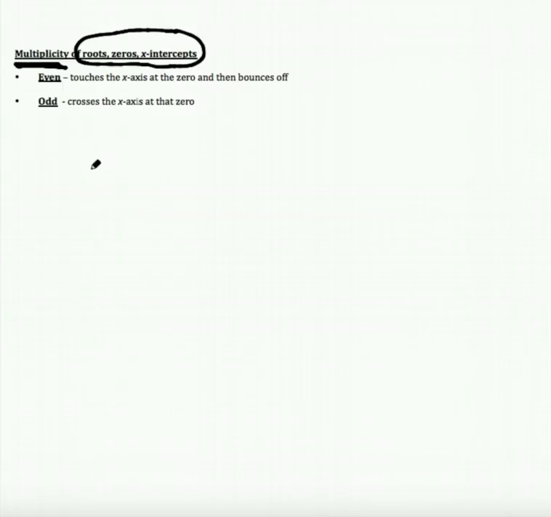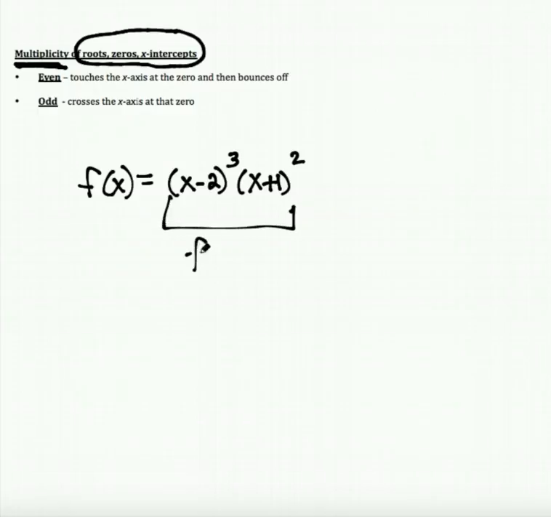All right, let me give you an example. Let's say you have f of x equals x minus 2 to the third times x plus 1 squared. This can be multiplied out. I can distribute and FOIL this out, and I would get the function in standard form. This is what is called factored form, that I was talking about earlier. When it's in this form, what I can do is I can see what the roots are.